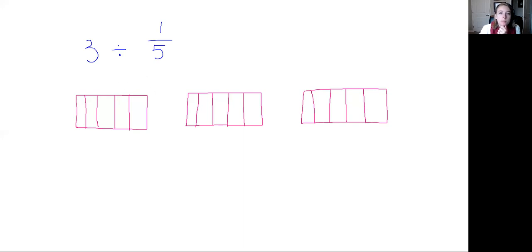So we can count them. 1, 2, 3, 4, 5, 6, 7, 8, 9, 10, 11, 12, 13, 14, 15. So 3 divided by 1/5, there are 15 1/5 units in 3.